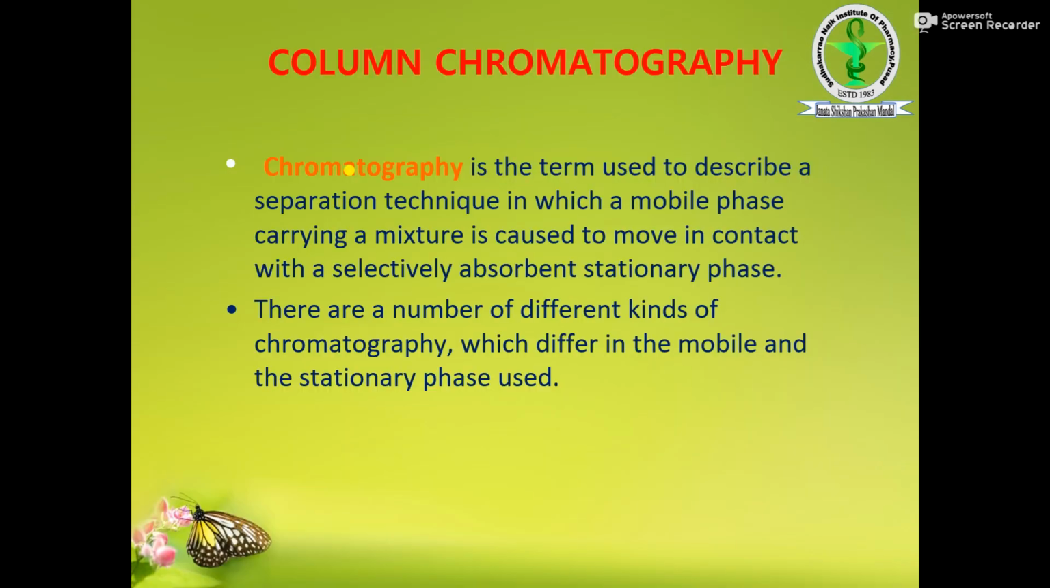So in the case of column chromatography, the definition: chromatography, as we already know, is the term used to describe the separation technique in which a mobile phase carrying a mixture is caused to move in contact with a selective adsorbent, that is called the stationary phase. We take the example of calcium carbonate, and the mobile phase is nothing but hexane, which travels. There are a number of different kinds of chromatography which differ in the mobile and the stationary phase used. We know that one.